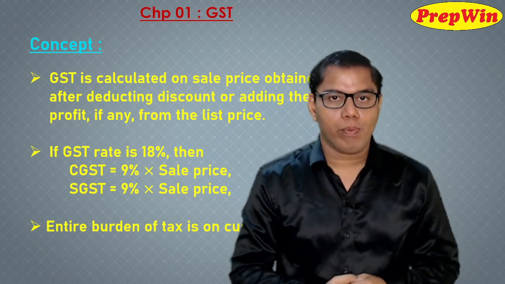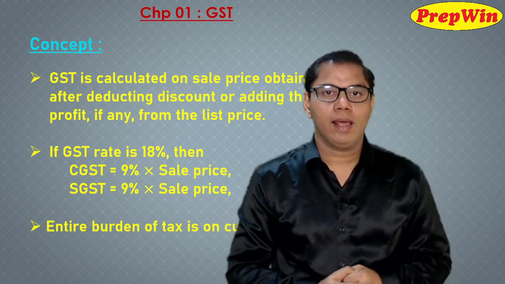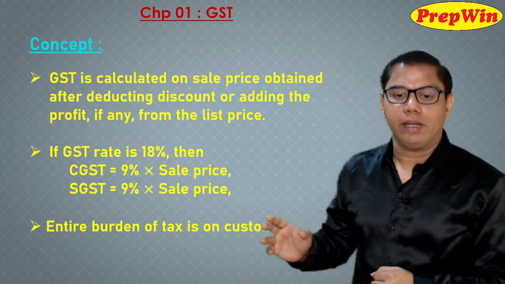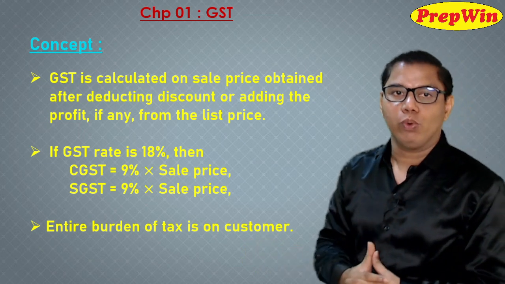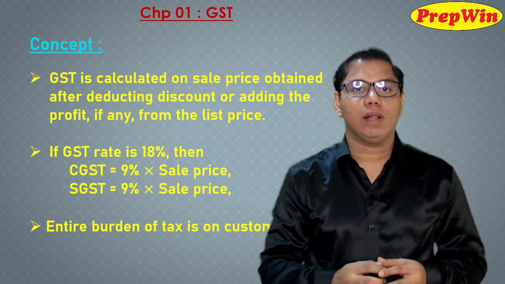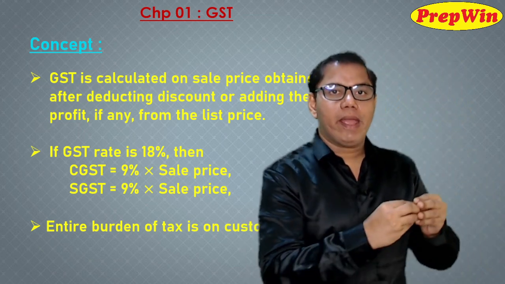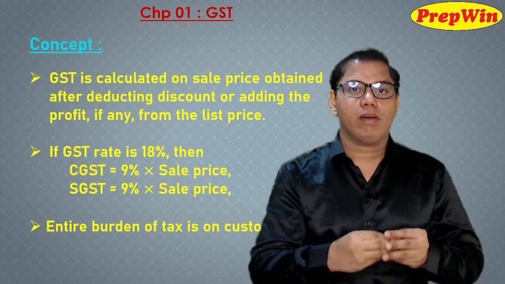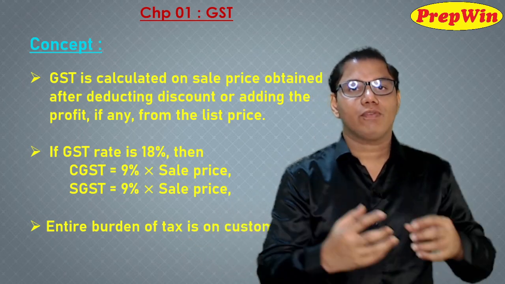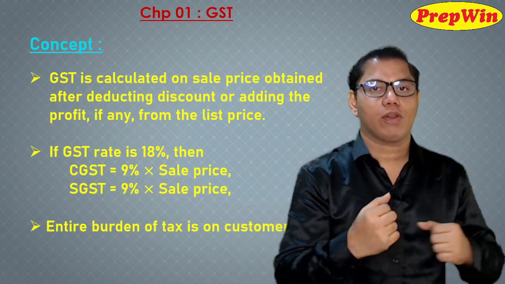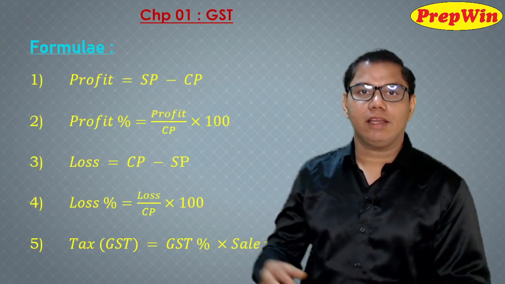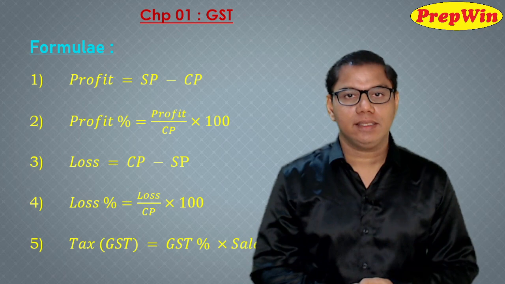One very important thing you have to remember, and that is the entire burden of tax is on the poor customer. He has to pay all the tax. The shopkeeper pays the tax, but he gets a rebate of that tax when he collects the tax from the customer. So these are the formulae which we will be using in this chapter.